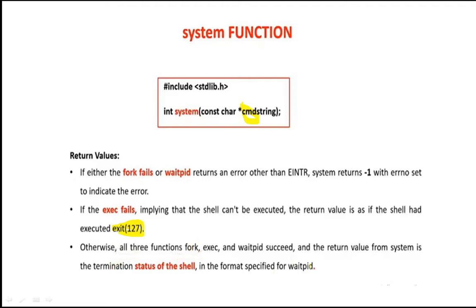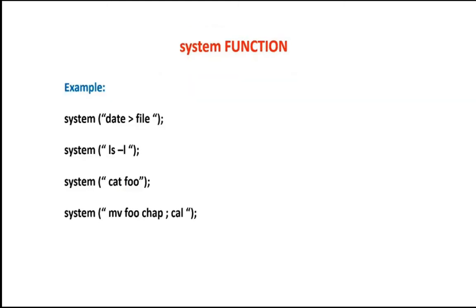then the return value of your system function is the termination status of the shell, that is, the output of that command string. If the command string is a null pointer, system is going to return non-zero only if a command processor is available. This feature determines whether the system function is supported on a given operating system or not. Here in the Unix system, the system function is always available. We will see how the system function is implemented. Before that, we will see some examples.